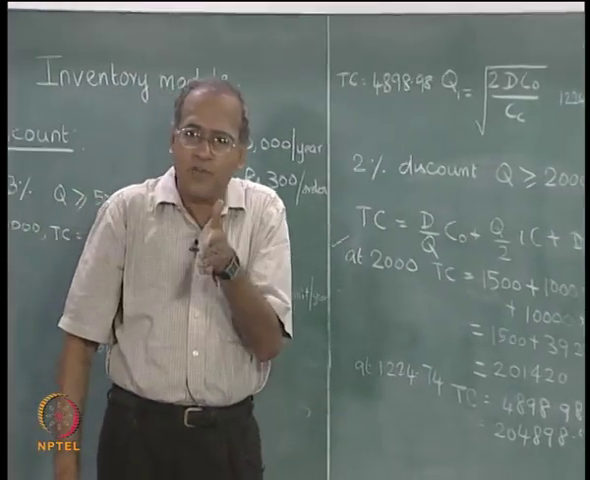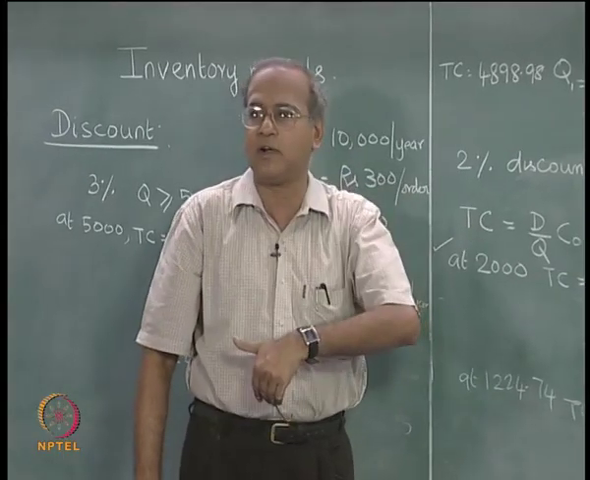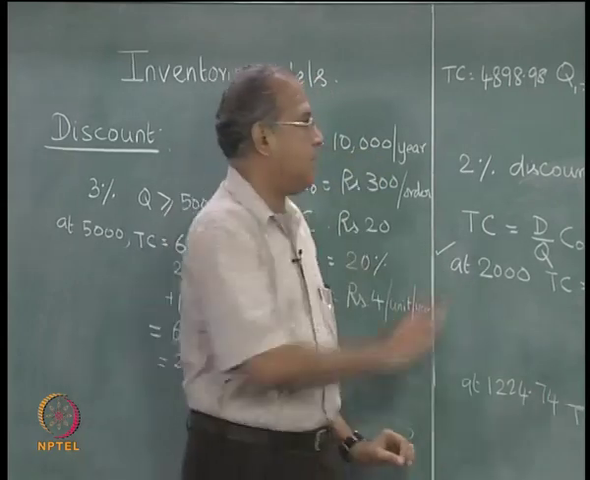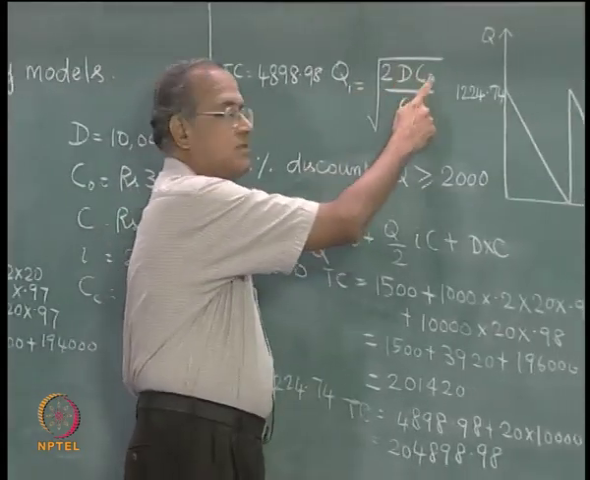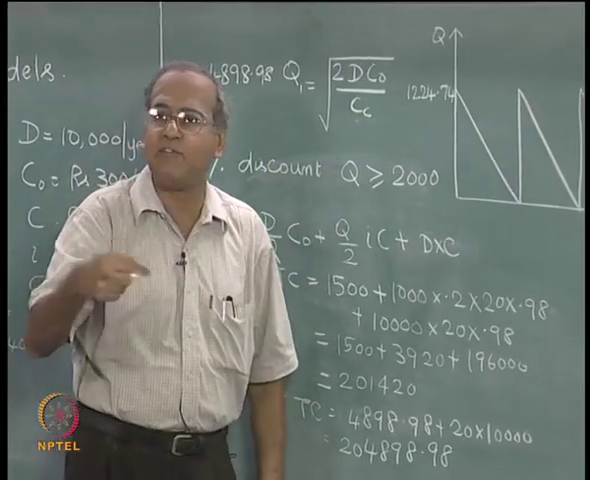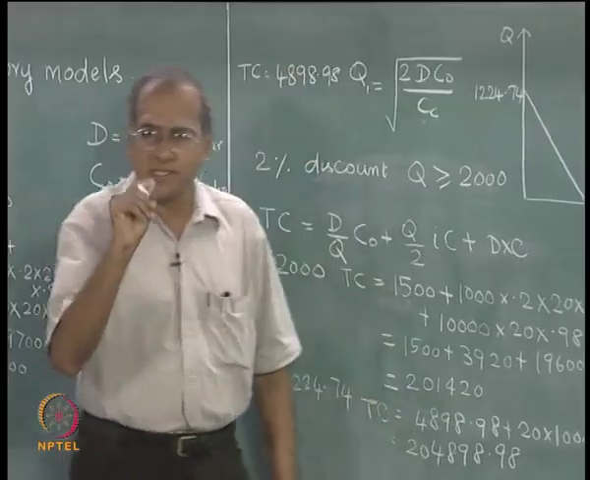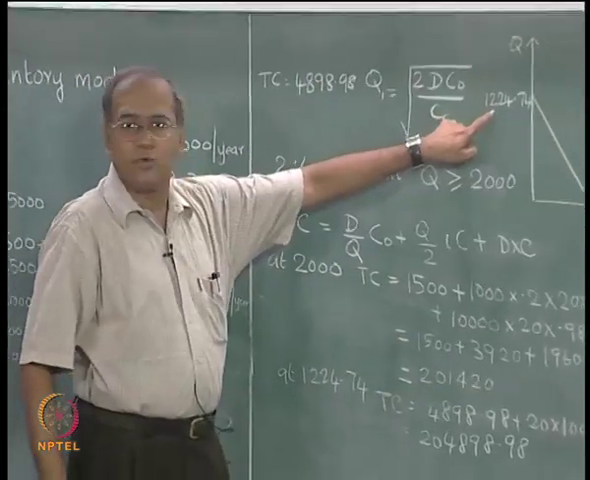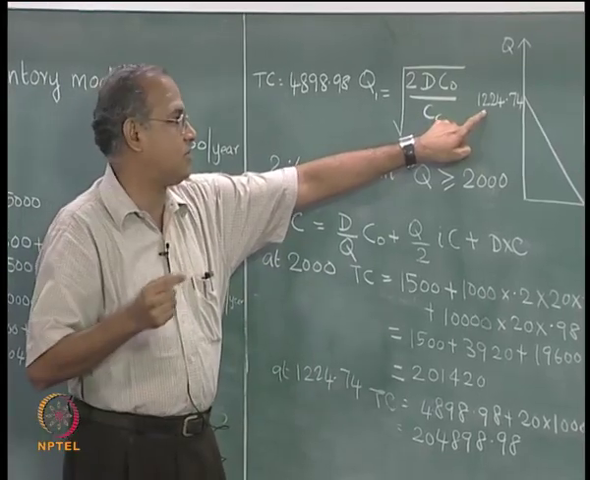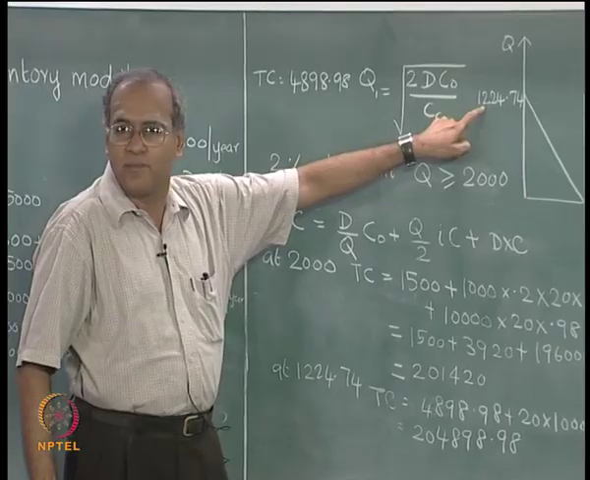Now, if there is a 0.5% discount at 1000 that we wish to avail at the economic order quantity, then the economic order quantity will shift a little bit. It will become 2 into 10,000 into 300 divided by 4 into 0.995 if there is a 0.5% discount. So, it will become slightly more than 1224.74. It may come to around 1224.85 or maybe close to 1225.